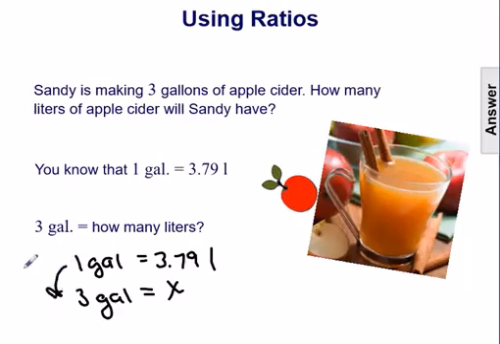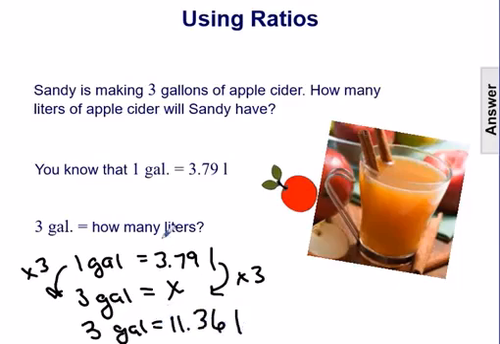So 1 gallon to 3 gallons is multiplying by a factor of 3. So we're multiplying 3.79 by 3. To get that 3 gallons is going to equal 11.36 liters. So Sandy has 11.36 liters of cider.